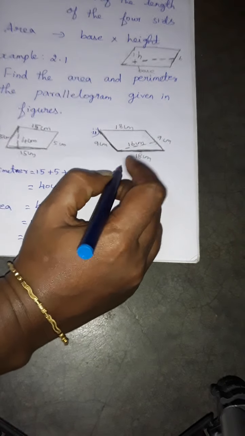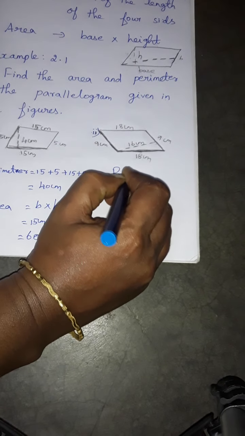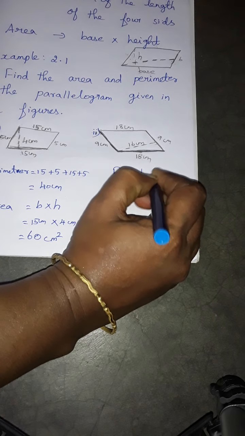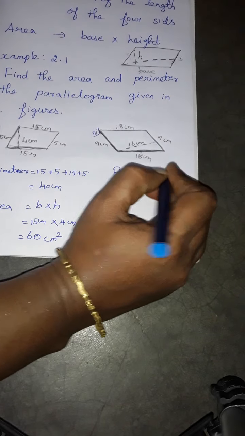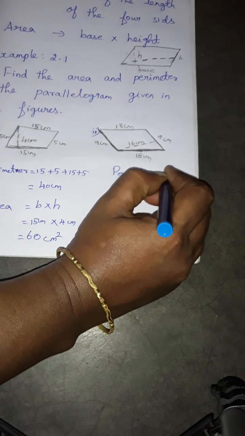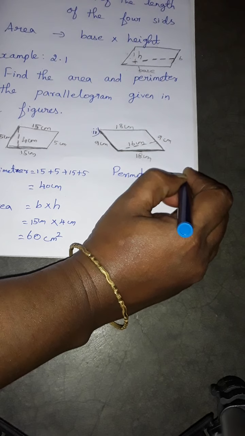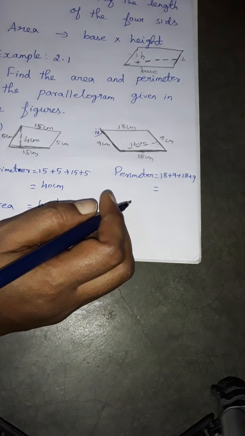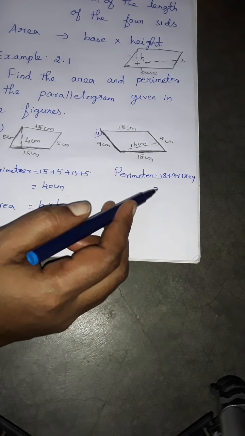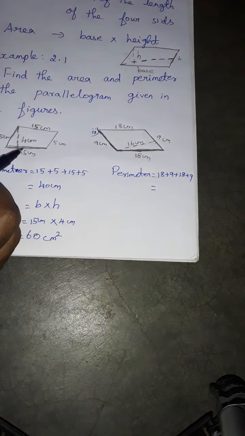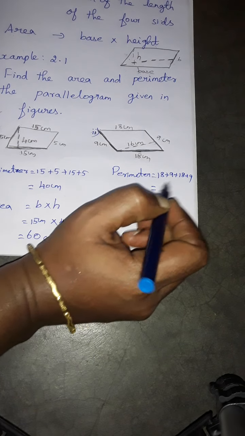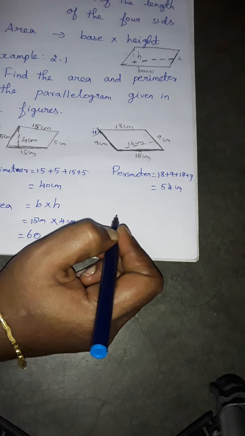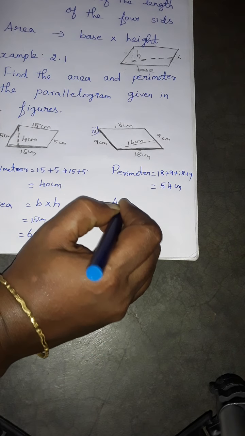So what is the perimeter? Sum of the lengths of the 4 sides. Yes, 18 plus 9 plus 18 plus 9. So what is 18 plus 9? Yes, 18 plus 9 is 27. 18 plus 9 is 27. So totally 54 centimeter.